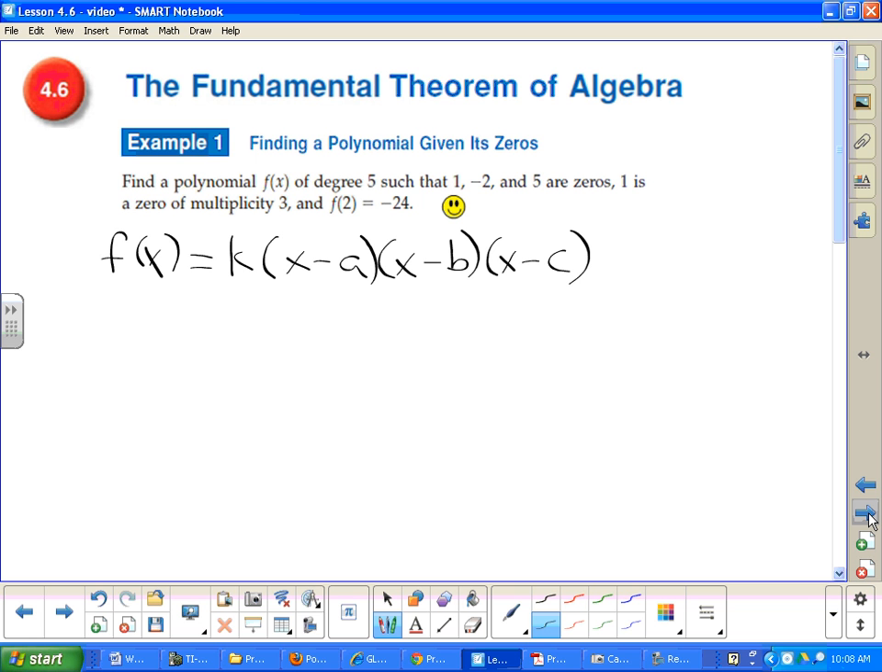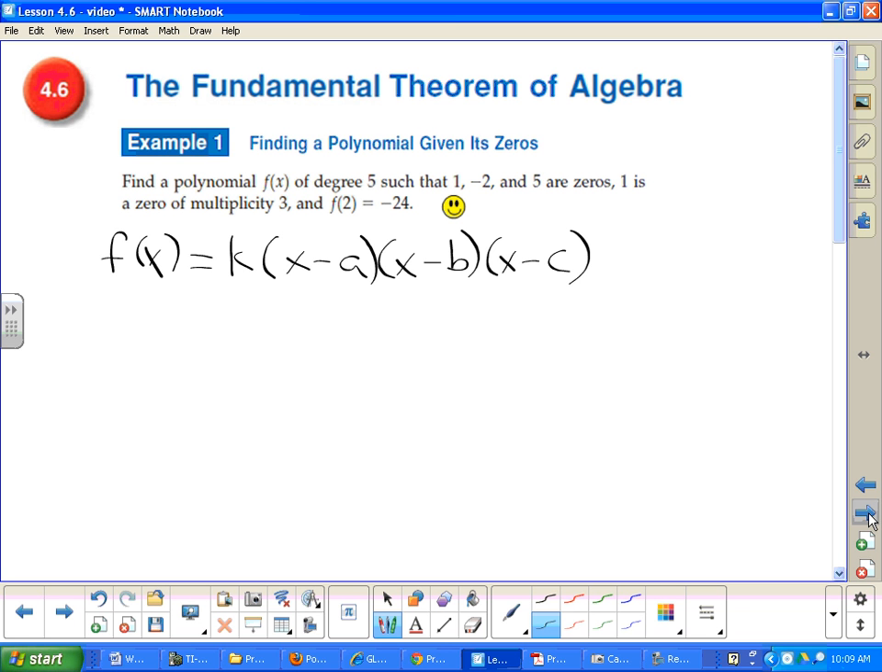Then we're going to look at examples 1 and 2, similar to examples 1 and 2 in your book, that will follow along and help you with this lesson. So one of the things is, if I know the zeros, can I find a polynomial that will give me those zeros? This says find a polynomial of degree 5 such that 1, -2, and 5 are the zeros. It says 1 is a 0 of multiplicity 3, and f of 2 equals -24. In other words, if I put +2 in for x once I'm done, I want to get -24.